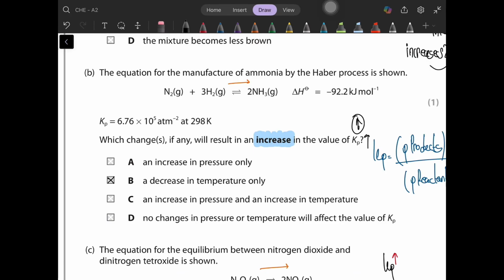Let me take a look at it. Which change, if any, will result in an increase in the value of Kp? An increase in pressure only. As pressure increases, equilibrium shifts to the direction that has fewer moles of gas. And honestly, A should also be okay, but why have I selected B? Give me a moment.